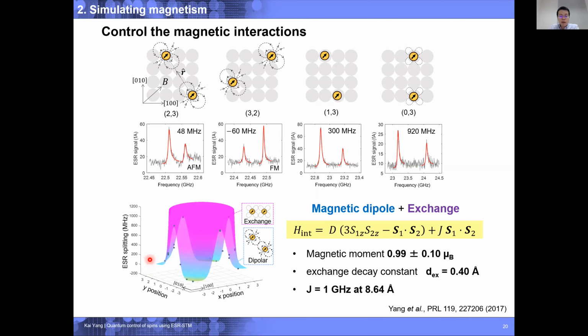So in our experiment, we also built many atomic dimers with different relative positions and relative orientations. And we can then use this spin Hamiltonian to fit the ESR splitting. From that, we can obtain important parameters of the spin Hamiltonian, such as the magnetic moment of the titanium, which is 1 Bohr magneton, because the titanium atom is a spin-half system. We can also obtain the decay constant of the exchange interaction, which is around 0.4 angstrom. So that means at 3 lattice constants away, we have a coupling strength of about 1 gigahertz. So this is about 4 micro eV.